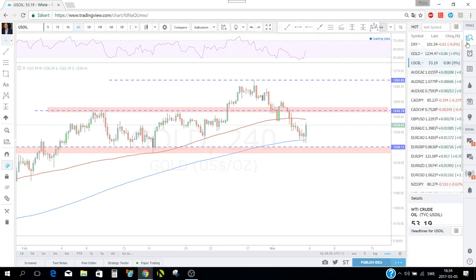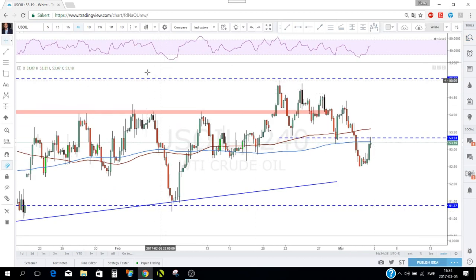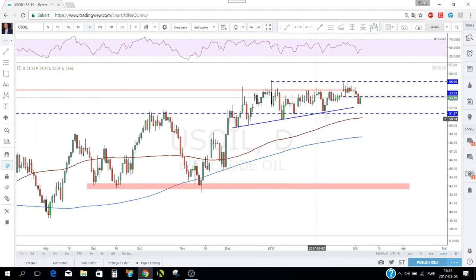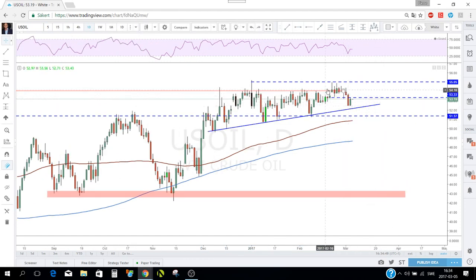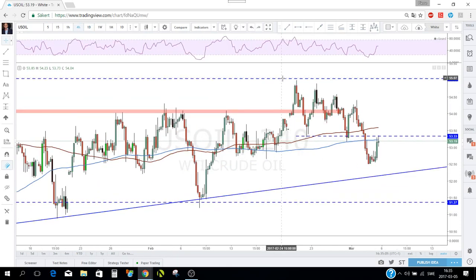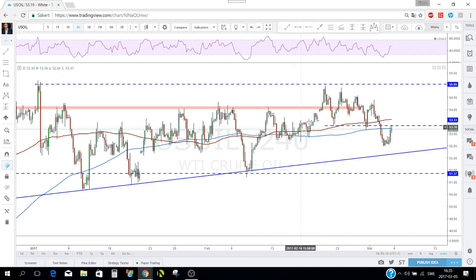So let's keep going. Oil, we are still having a bit of an ugly trading chart on oil. As you see, price is still ranging between the 51.30 area and 55.10. Lots of up and down movement. If you are a new trader, you should be careful trading oil at this level, because as you see, it's lots of whipsaw all over the place.